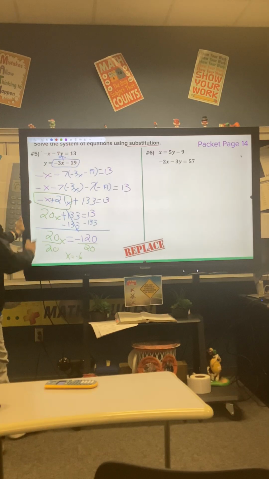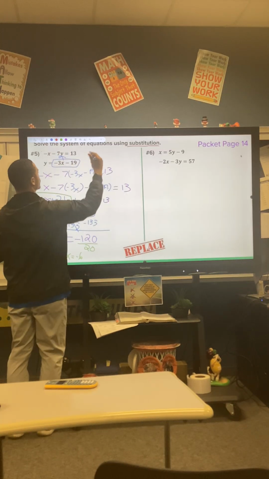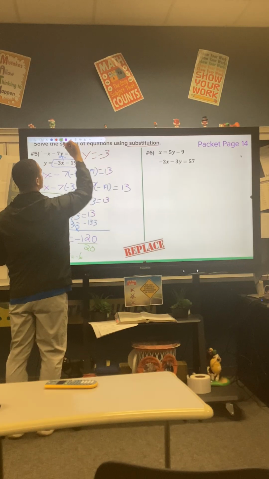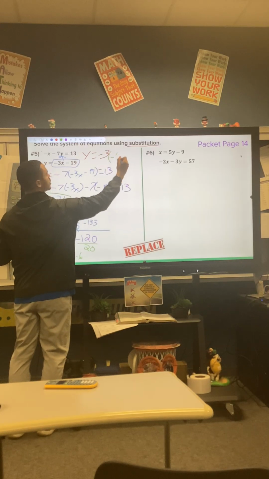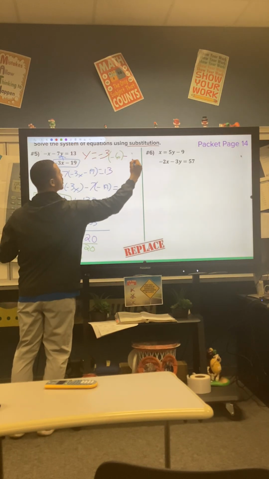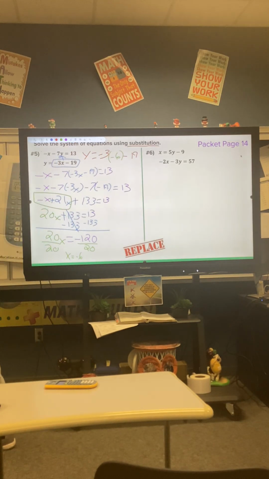So now I'm gonna come over here. I have negative 6. Substitute that in for my x in this equation. So I should have y is equal to negative 3 times what my x is, at negative 6, times 19.